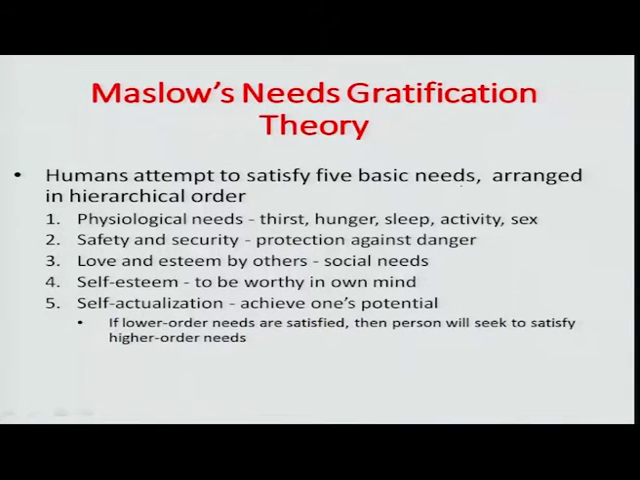So, let us look at Maslow's hierarchy of needs theory. The basic assumption here is that humans attempt to satisfy 5 basic needs, and that is in a pyramidal manner. It is arranged in a hierarchical order, and these needs can be classified into physiological needs. Physiological needs include needs related to thirst, hunger, sleep, activity, and so on and so forth. There are also safety and security needs, which are related to protection against danger. That is again a very important order.